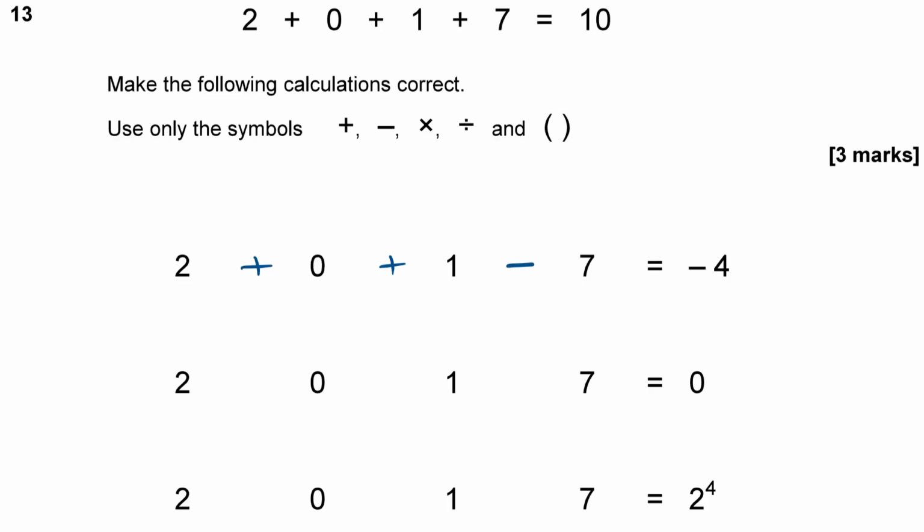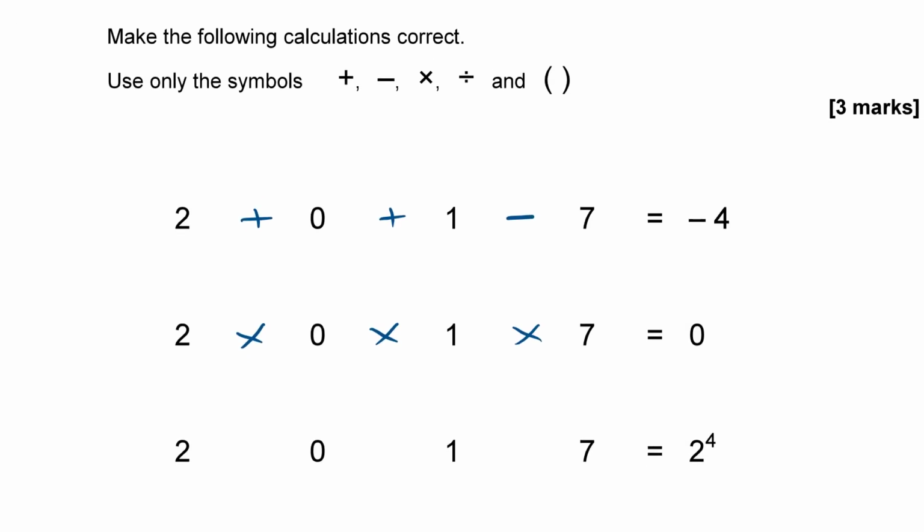Right, 0. And I've got 2, 0, 1, and 7. Now to get 0 here, I can use the fact that anything multiplied by 0 is 0. So if I just multiply all these things together, I'm going to get 0. 2 times 0 is 0, times 1 is 0, times 7 is 0. Okay, so that one works.